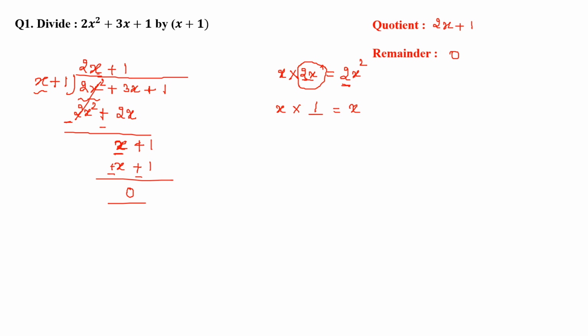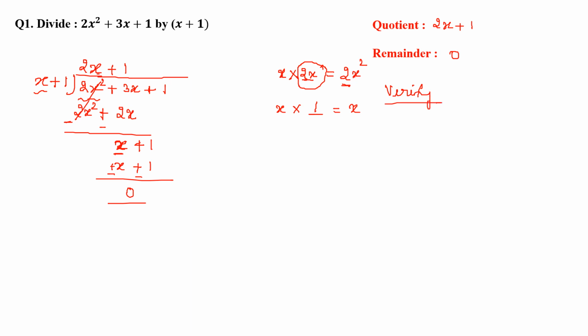Okay, now we can do the verification also. We already know that verification is dividend equals divisor into quotient plus remainder. To check whether my division is correct or not, I have to multiply the divisor and the quotient and then add the remainder. Here the remainder is 0, so I just have to multiply divisor and quotient and see whether I get the dividend. So let's check the verification for this question just to show you.